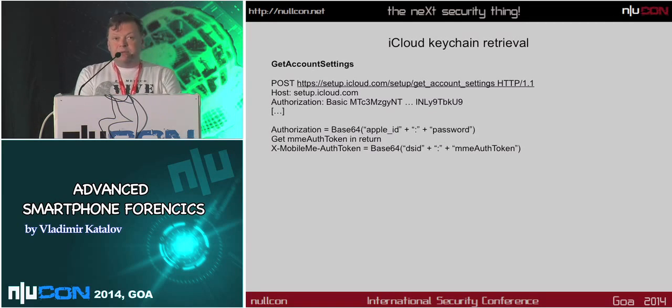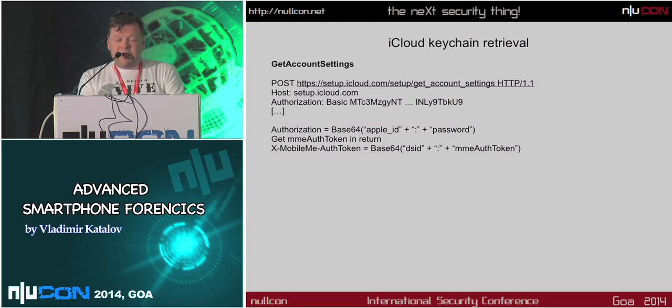So what we tried to do, and actually we succeeded, is to retrieve the keychain contents using only the security code, so as to work around the two-factor authentication. First, we send the get account settings command, with the authorization made as the Apple ID plus the password wrapped using base 64.